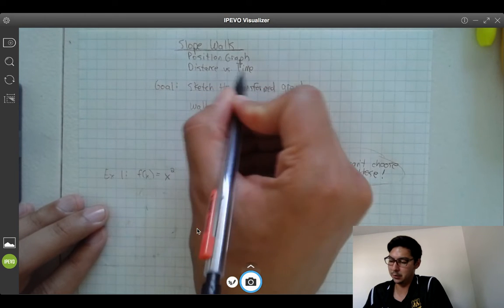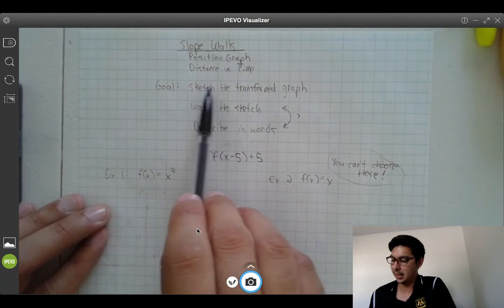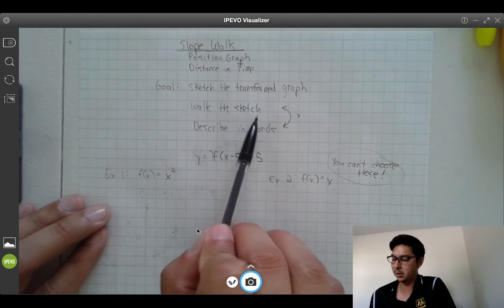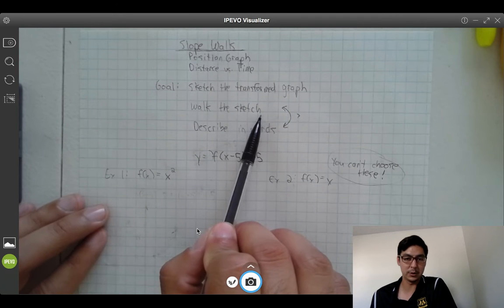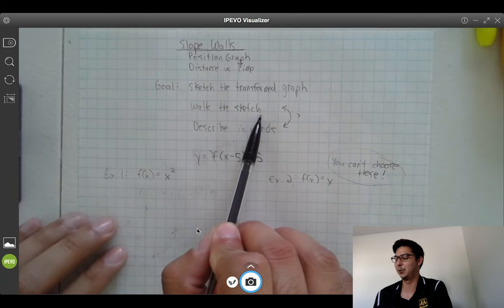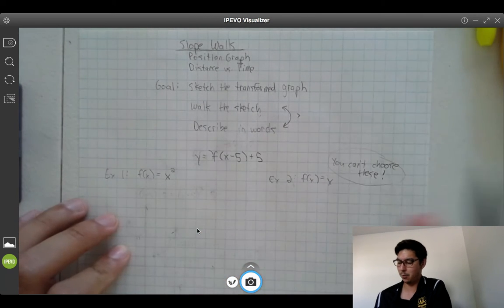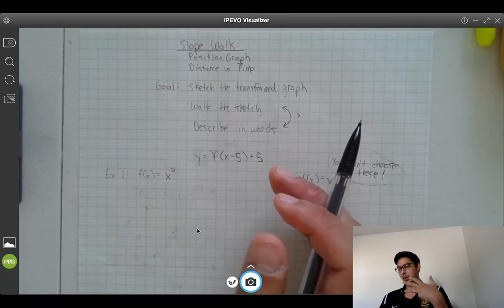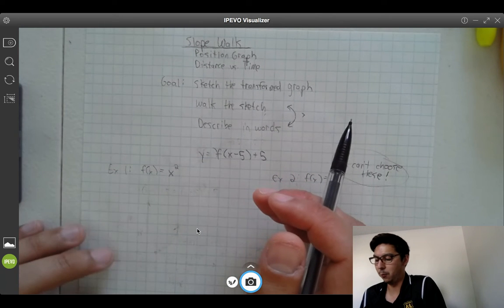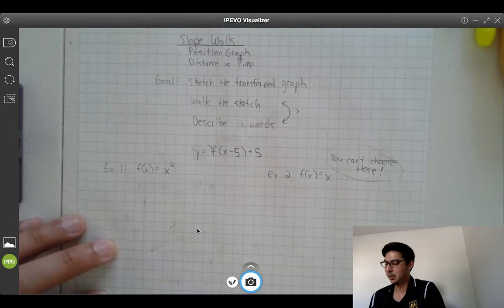That's going to be distance versus time. And there's three things you want to accomplish in this problem. Sketch the transformed graph, walk the sketch, and record yourself. I'll show you what you're recording yourself doing, assuming you're doing it right. And describe in words, either on paper or through audio, what's happening here, why you're walking the way you are. So let's look at example one.